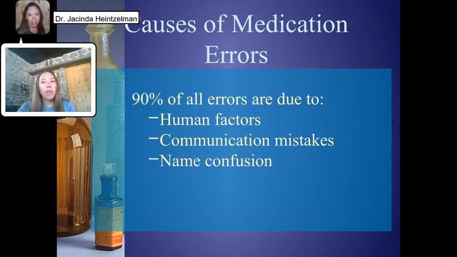Some more causes of medication errors, and you can see here 90% of those errors are going to be due to these three things. So human factors, it could be a communication mistake or a name confusion. So again, remember to go through those 6 rights of medication administration, making sure we're checking our patient's name, date of birth, making sure when we draw up the medications, we're getting the right medication. Make sure we're going through all those checkpoints to ensure patient safety.